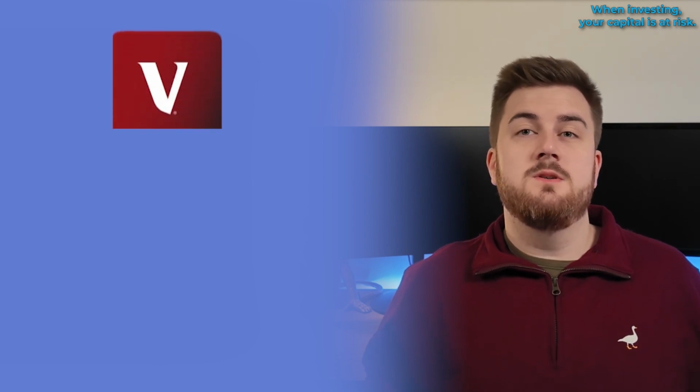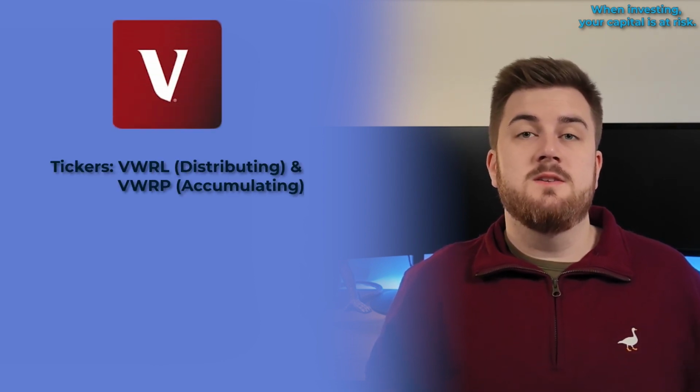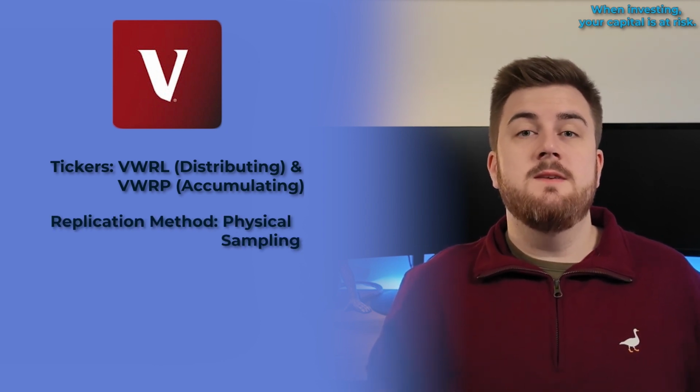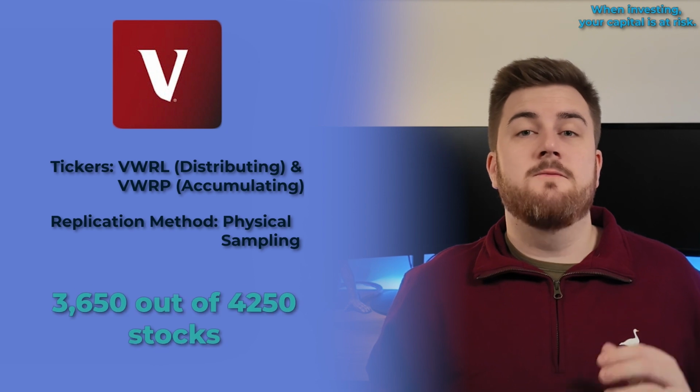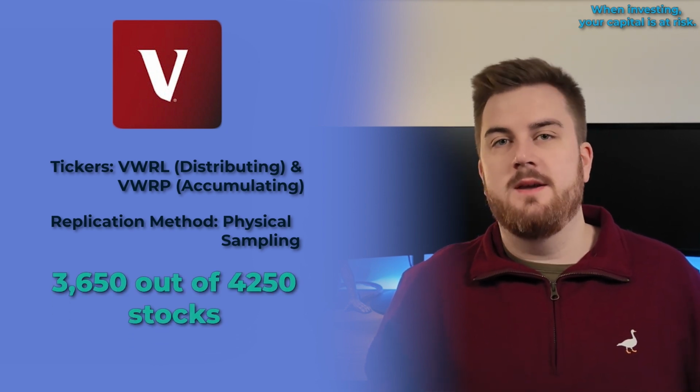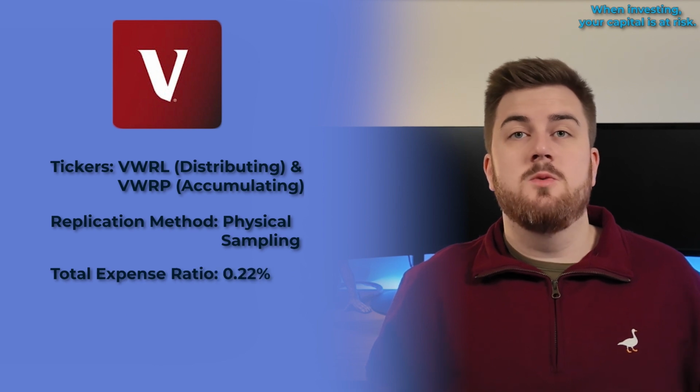First up, by far the most popular and most discussed, is the Vanguard FTSE All World, ticker VWRL for the distributing version, VWRP for the accumulation version. It uses physical sampling as a replication method, but includes a significant amount of the stocks in the index, about 3,650 out of the roughly 4,250 in the underlying index. The total expense ratio is 0.22%.